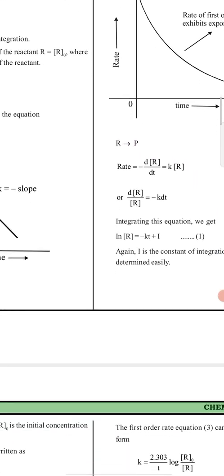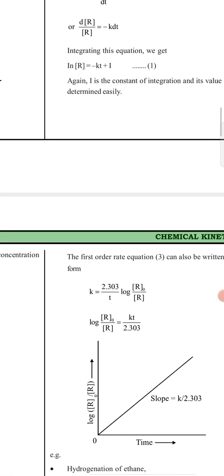Similarly, for a first order reaction we get k equals 2.303 by t log R0 by R. By this expression we can easily find out the t half for the reaction. How can we find it? t half is the half-life period, that means the time in which the concentration of the reactant becomes half of its initial concentration. So suppose the initial concentration of the reactant is R0, then at t half the concentration of the reactant will be R0 by 2.